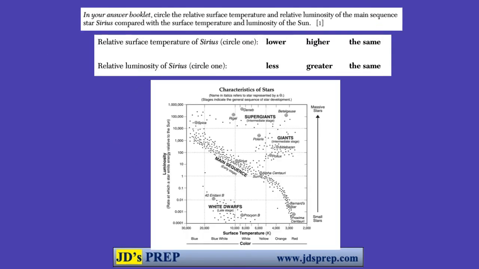And lastly, we're asked to circle the relative surface temperature and relative luminosity of the main sequence star Sirius, which is right here, comparing with the surface temperature and luminosity of the sun, which is right here. So this is essentially just reading this graph, okay?